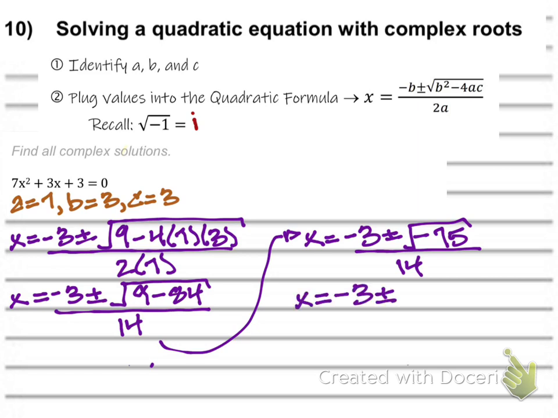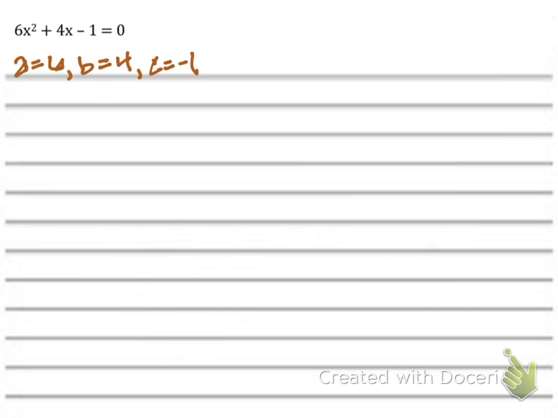So that's -3 plus. So remember, the negative is going to come out as the I, right? And then we have the square root of 75. Well, that's the same thing as 25 times 3. So the square root of 25 is 5. So we'll have 5I root 3 all over 14. And then again, when you write that, you would write it as -3 plus 5I root 3 all over 14 and -3 minus 5I root 3 all over 14.